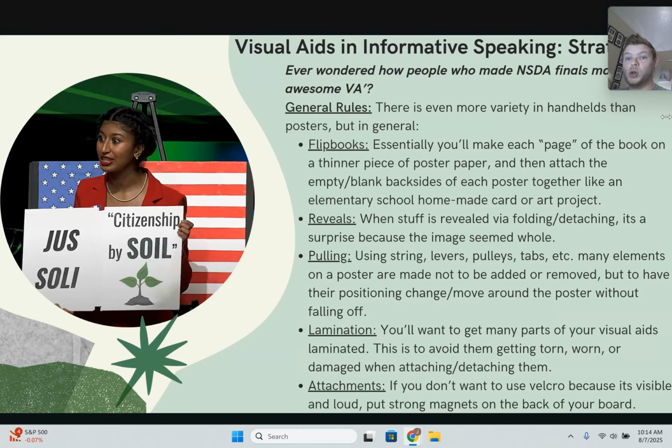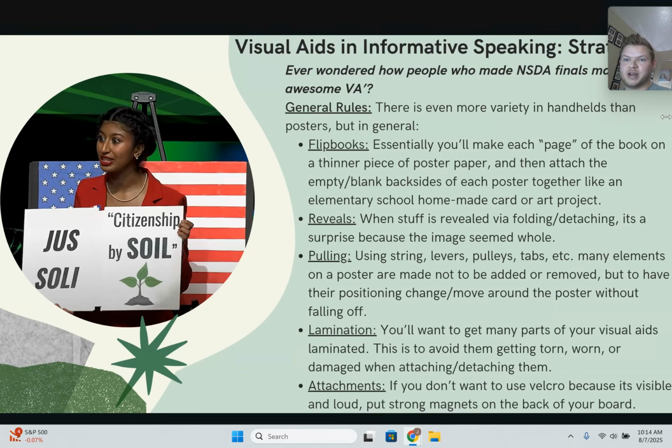People also pull elements around on their posters using strings, levers, pulleys, tabs. Many elements on the poster are not meant to be removed or attached, but instead they have their positioning change and move around the board. Some good examples of this are the superheroes and aviation speeches from NSDA finals, and those are on the playlist that I've made.